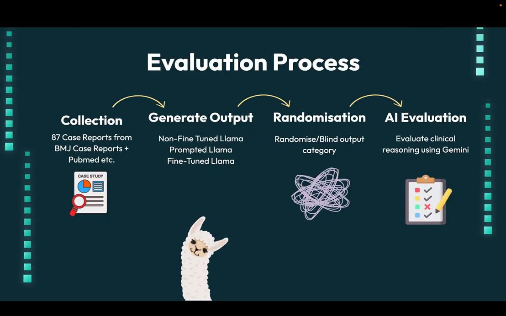So I'm going to be talking about evaluation now. Bruno made awesome code for us to have a really good output, so we have to evaluate which model is better. We first started off by collecting 87 case reports from BMJ Case Reports and PubMed, and then we generated outputs using 3 different models. We randomized them to hide which output is from which category, and then we made an AI evaluator so that we don't have a bias, and it can strictly follow the evaluation criteria that we've provided.